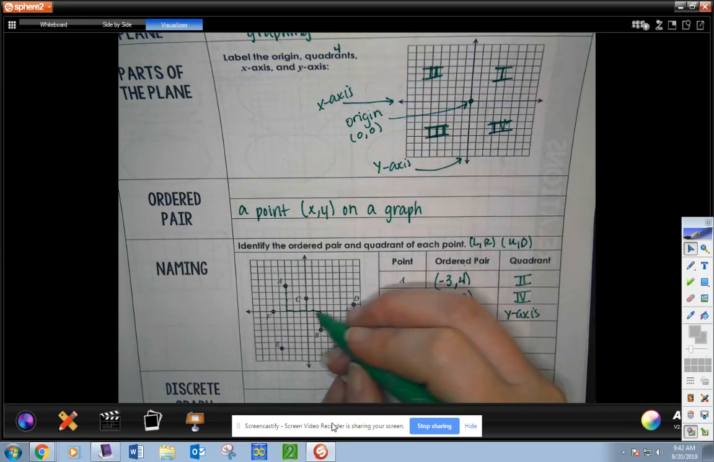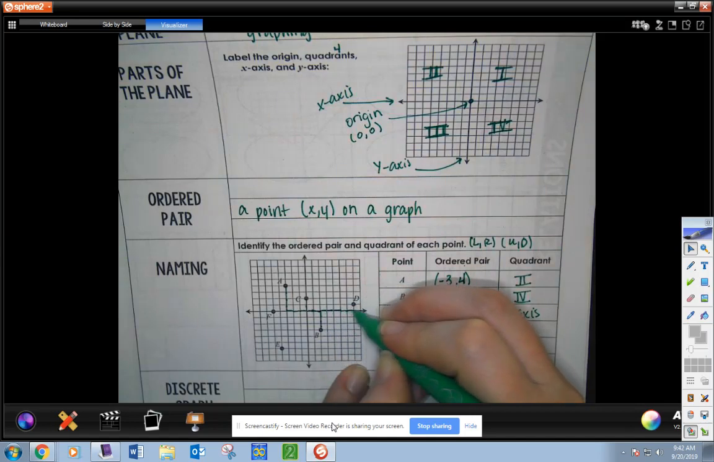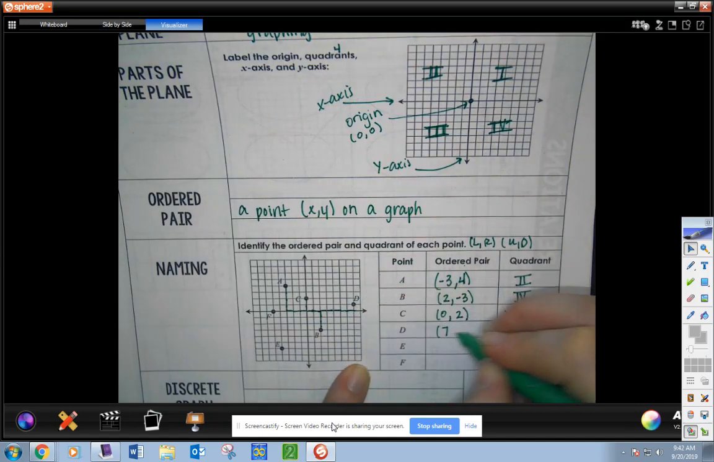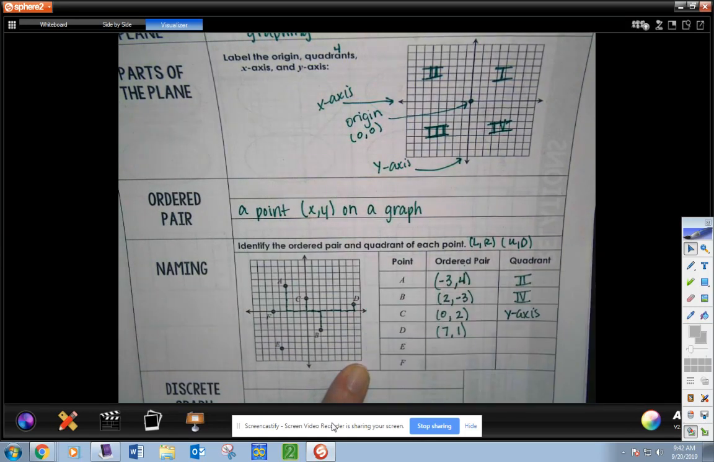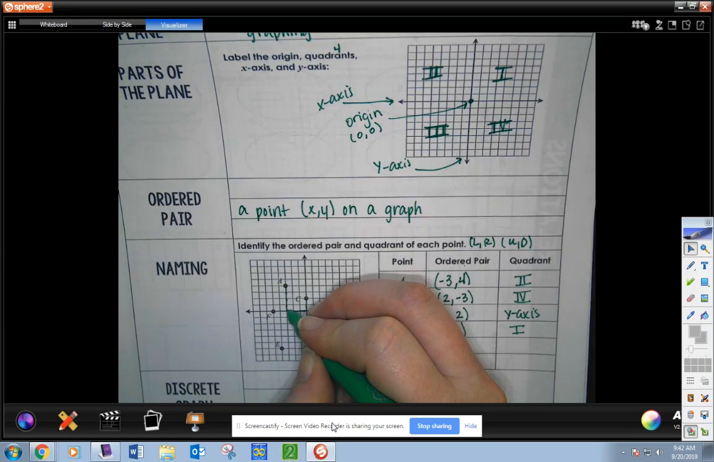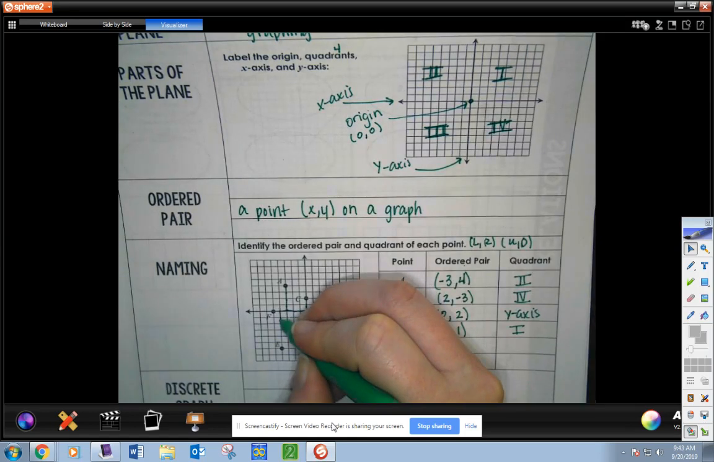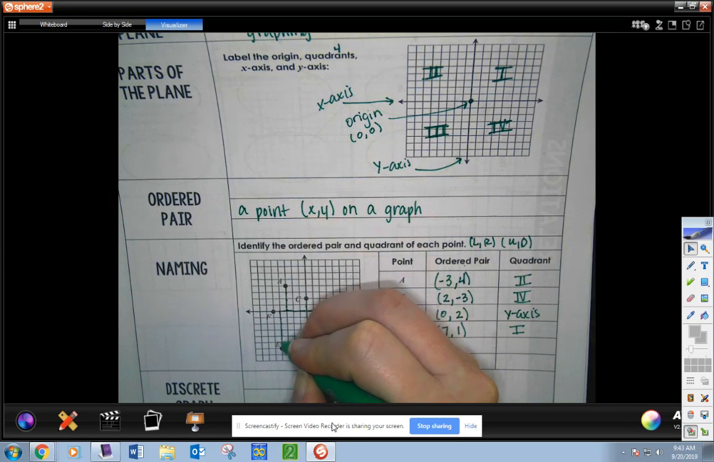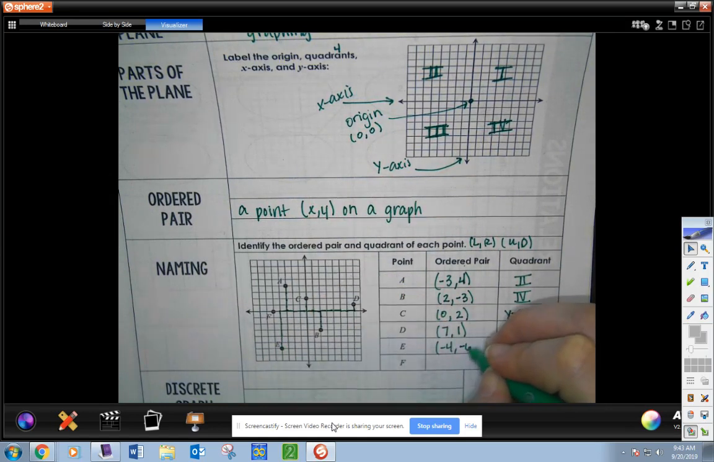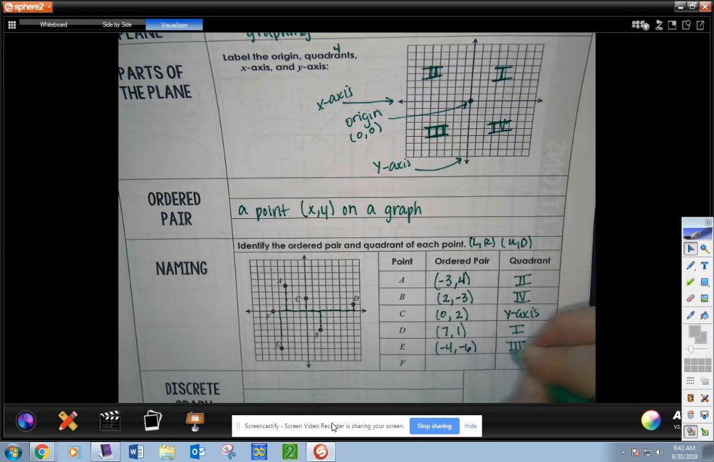Okay, for D, I have to go 1, 2, 3, 4, 5, 6, 7 to the right. Seven is positive, and up 1. D falls in quadrant I. For E, I have to go 1, 2, 3, 4 to the left. That's negative. And 1, 2, 3, 4, 5, 6 down. Down is also negative. So (-4, -6), and E fell in quadrant III.